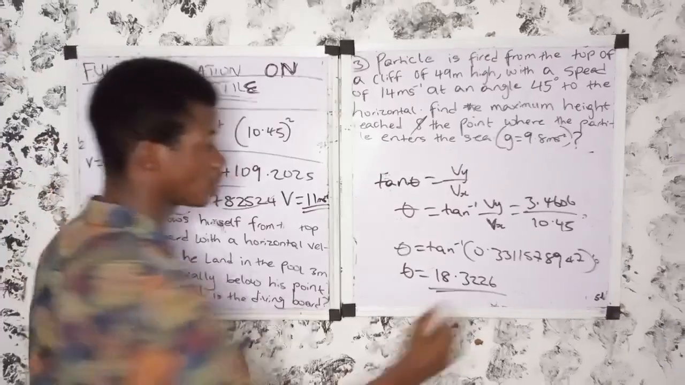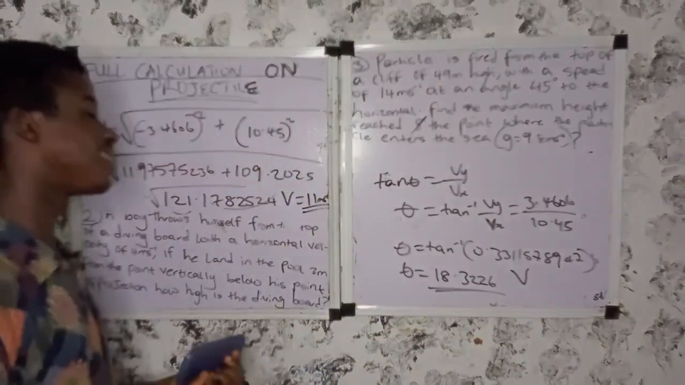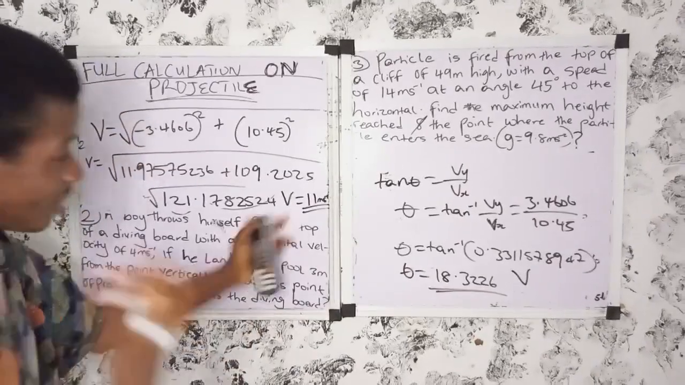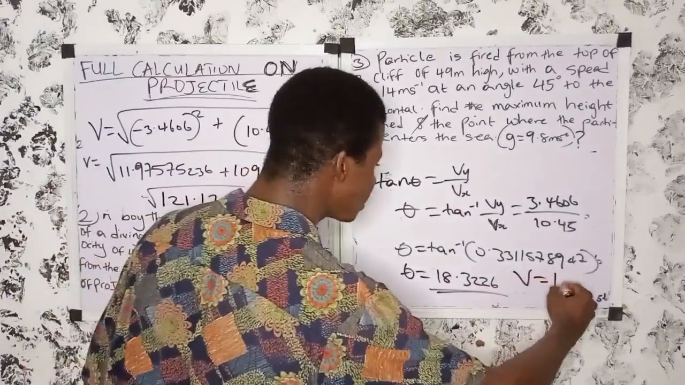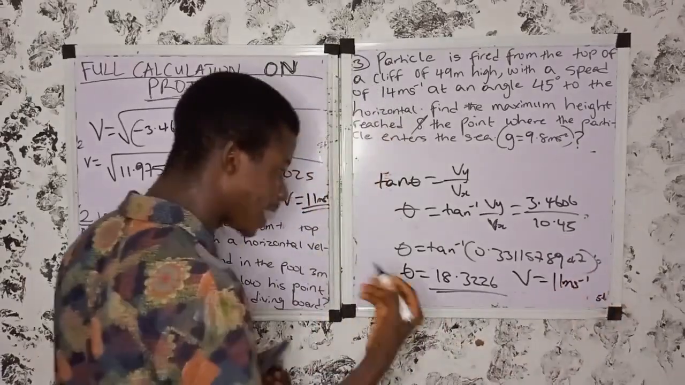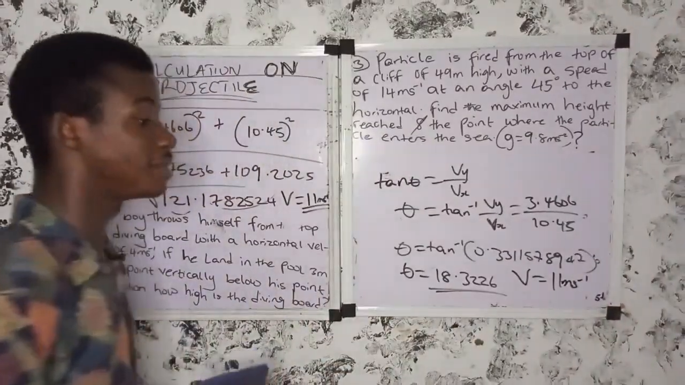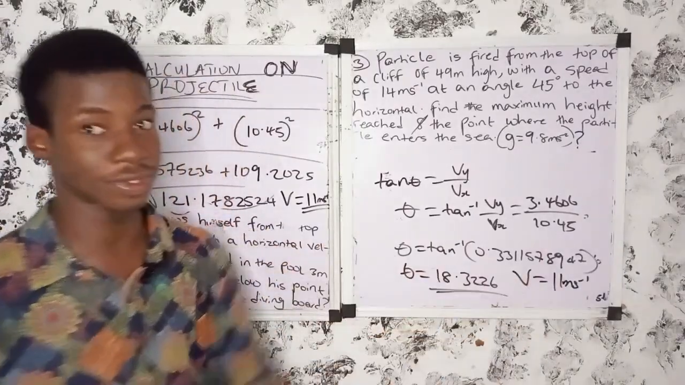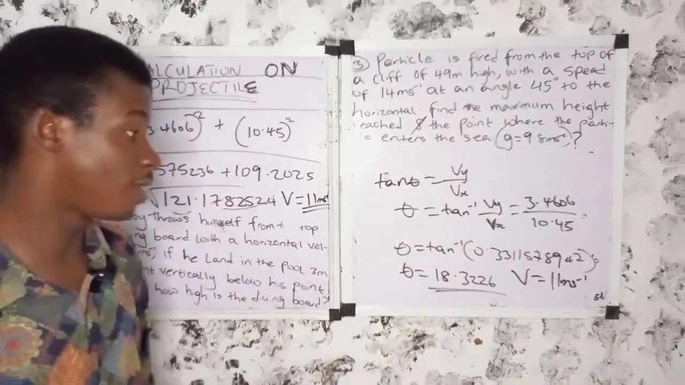So in the first question, which is very long, you need both. Let's continue. The velocity is 11 meters per second. The magnitude of the velocity is 11 meters per second. Then the direction of the velocity is what?